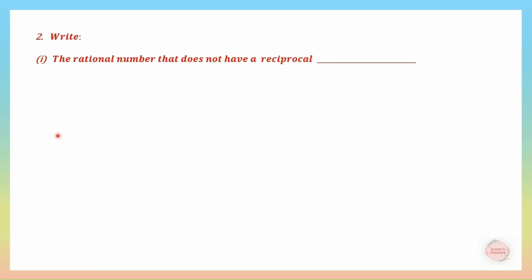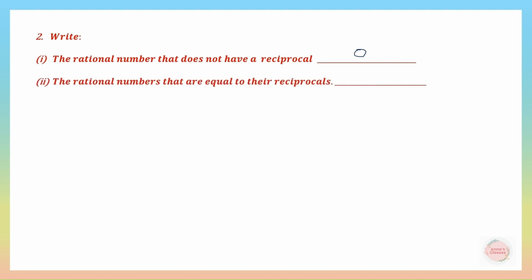Question 2. The rational number that does not have a reciprocal. We have to write the answers to all these. Which is the rational number that does not have a reciprocal? Now you take any rational number. Suppose you take a rational number 2. To make it a rational number, we give it a denominator 1. What is the reciprocal of this? 1 by 2. Now which is the rational number that does not have a reciprocal? The rational number 0. Now 0 is also a rational number. Now this does not have a reciprocal. Okay. So what is the answer here? 0 is the rational number that does not have a reciprocal.